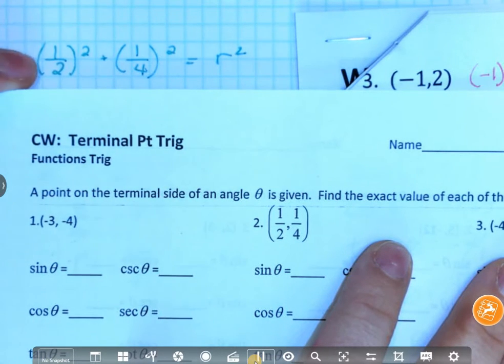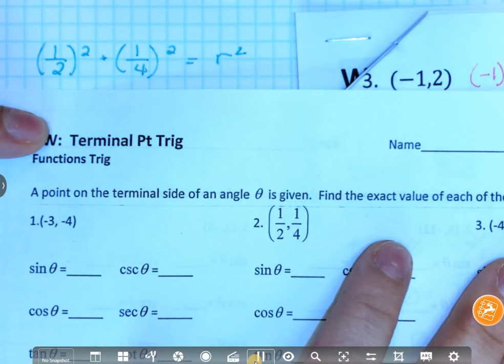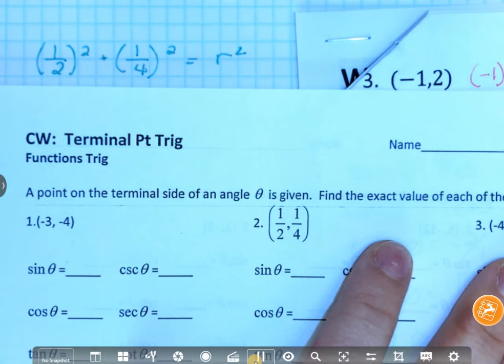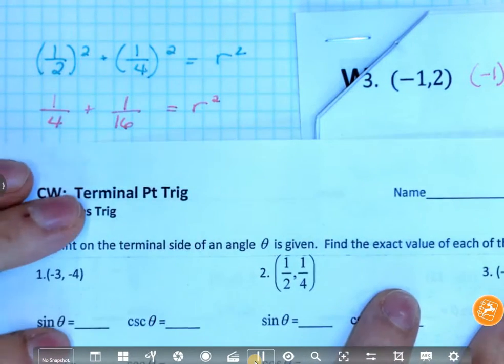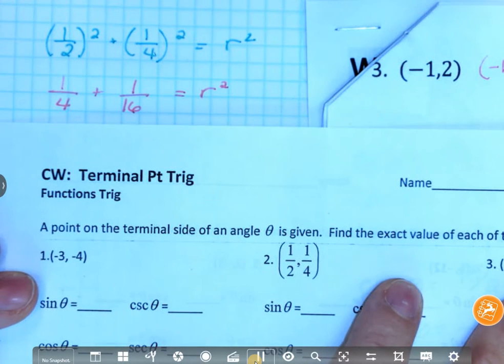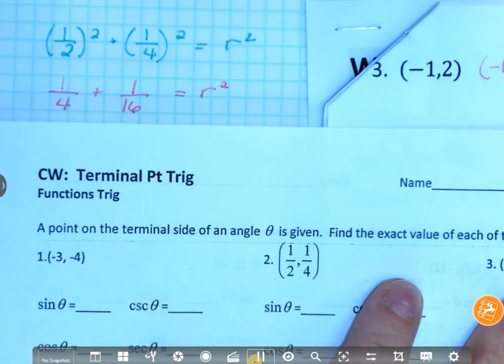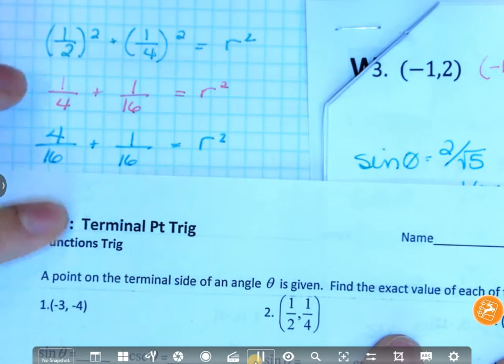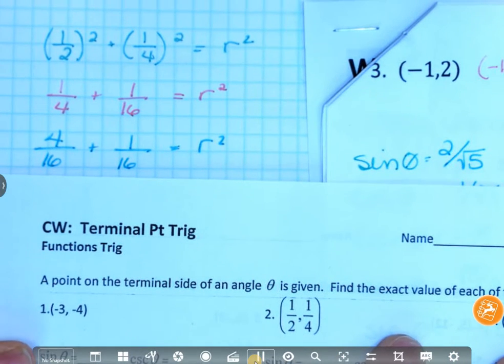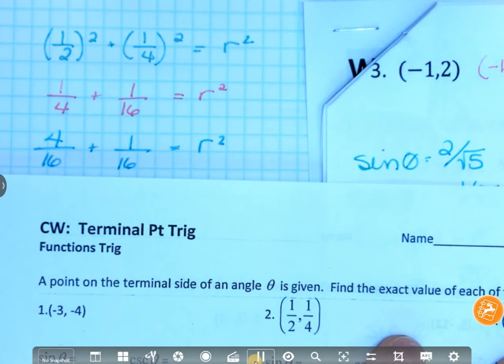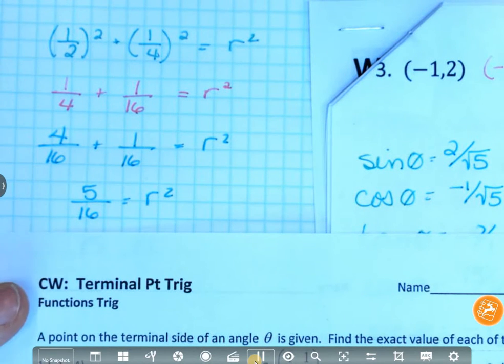What is 1/2 squared? 1/4. What is 1/4 squared? So that means I'm here. But in order to add them, I need common denominator. What would the common denominator be? So that's going to be 4 over 16. It would be 4 over 16. So now I can add them. What would you have? 5 over 16.